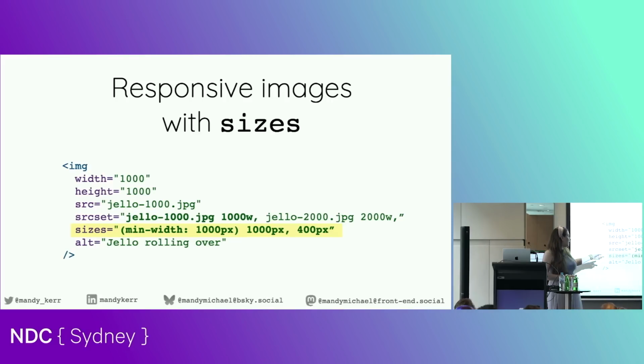So for example, in this case, we're saying at a min width of 1000 pixels, I want a 1000 pixel wide image, which means that it will pick from the source set the Jello 1000 image. If there isn't one that matches, it will pick the first image that's bigger than the size you've requested.